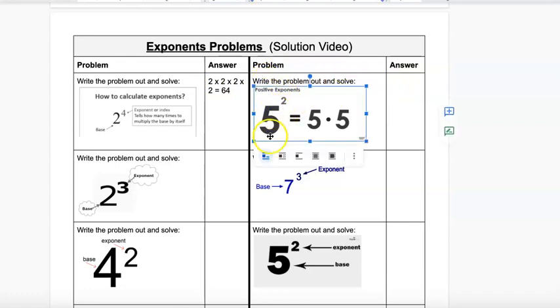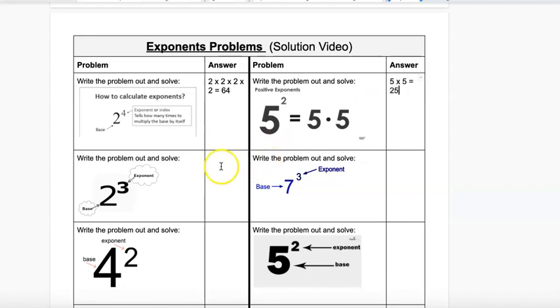Well, they already wrote the problem 5 to the second power out. That's just 5 times 5. And 5 times 5 equals 25.